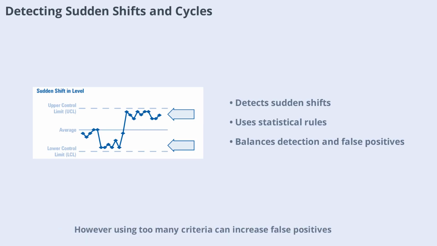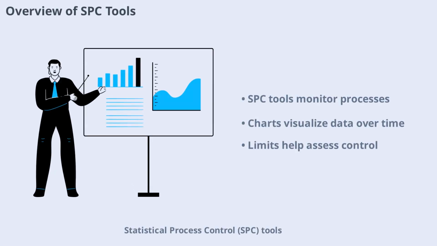However, using too many criteria can increase false positives, so it's important to tailor rules to your specific process. Statistical process control (SPC) tools are essential for monitoring manufacturing processes. Most involve plotting process data or calculated statistics on charts, with the vertical axis representing measured values and the horizontal axis showing time. Arranging data in time order is crucial for identifying patterns and trends.